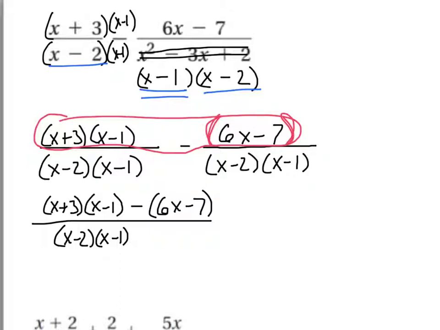And now we need to go through and FOIL these first two binomials and then distribute our negative through to the second binomial. So first off, FOILing, we take x times x, x times negative 1, and then 3 times x and 3 times negative 1. So we get x squared minus x plus 3x minus 3. And now distributing that negative through, we have minus 6x plus 7.